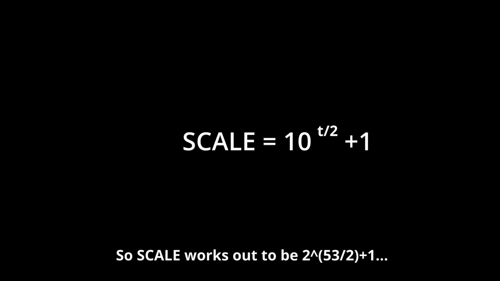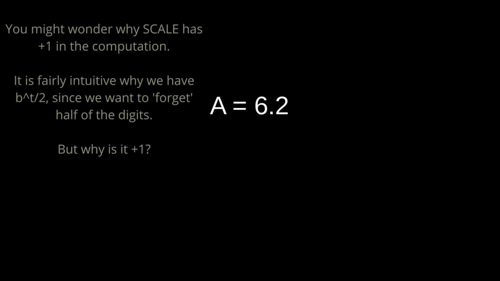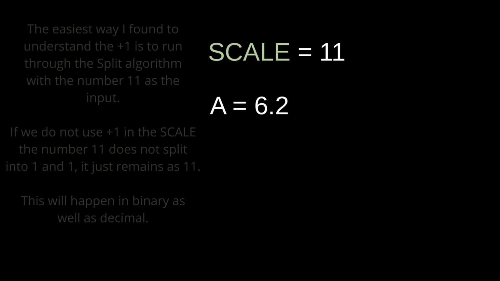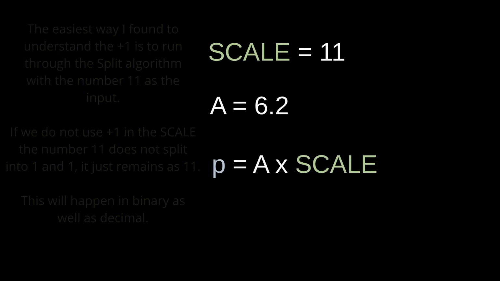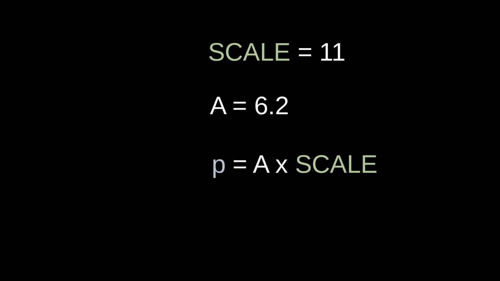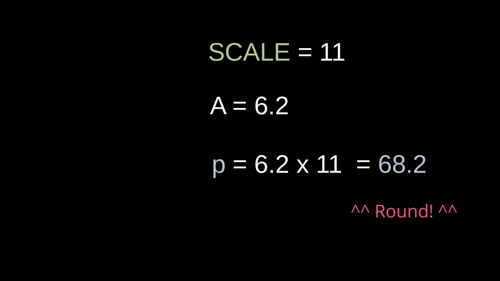And people tend to round this up to 27. And then the base is 2. So for an actual double, your scale constant would be 2 to the power of 27 plus 1. Anyway, moving back to our little example that we were going through, 6.2, we've got a scale constant of 11 for our little system. You compute a temporary variable called P, and you set P to your input multiplied by scale. So here we'll have 6.2 multiplied by 11. And that's going to give us 68.2, which is going to be rounded to 68.